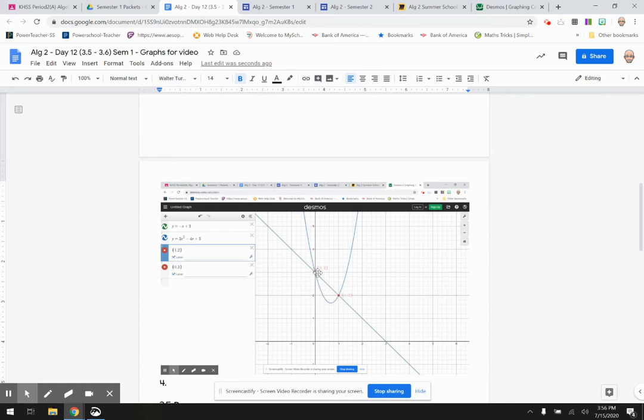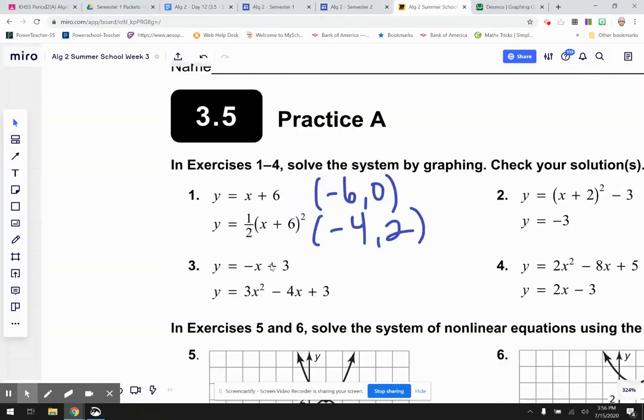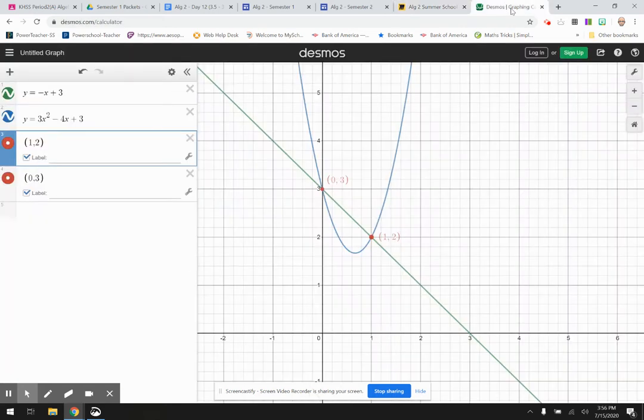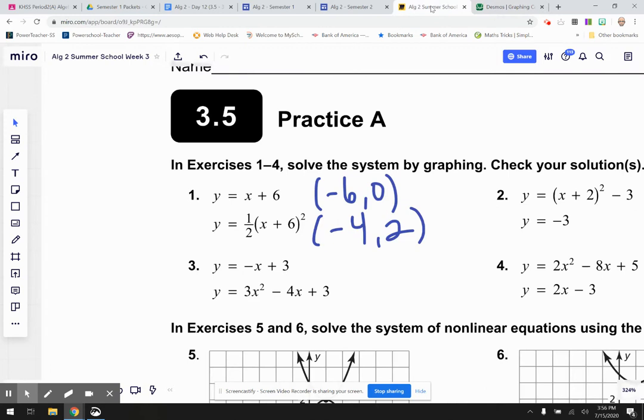So if I plug in a 0 for x and a 3 for y, it should work. If I put in a 0 for x, 0 plus 3 is 3. So yes, 0, 3 would work. If I put all these as zeros, 0 minus 0 plus 3 would be 3. So we know 0, 3 does work. So let's put that answer down. Okay, and the other solution was 1, 2. So 0, 3, and 1, 2. Okay, so there's your answers for 1 and 3.